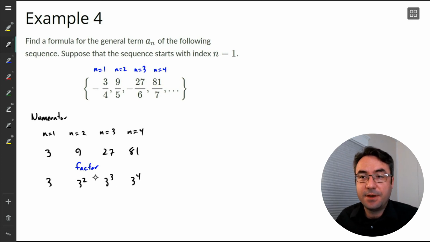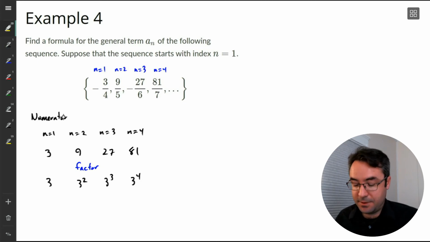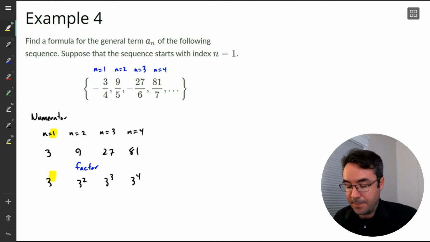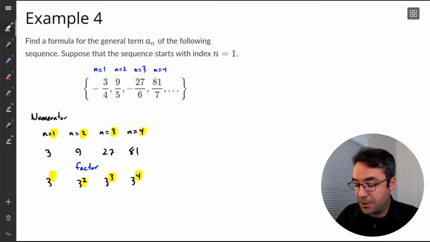So notice that our first numerator starts with n equals 1, and there's really a hidden 1 in our exponent here. Our next numerator corresponded to n equals 2, and we have a 2 in our exponent there. So it's 3 squared. Then we have n equals 3 for our next term, and it's raised to the power 3. And for our fourth term, we have n equals 4, raised to the power 4. So you can see what's going on here.